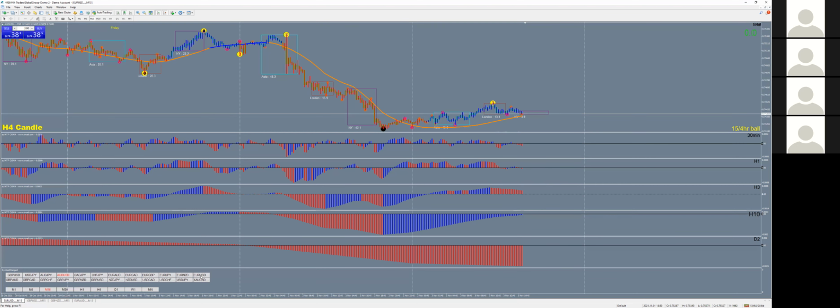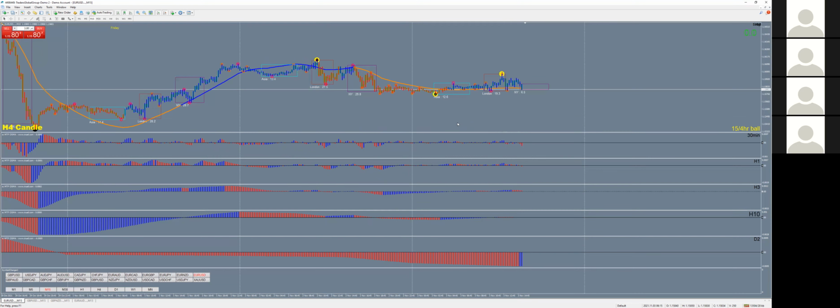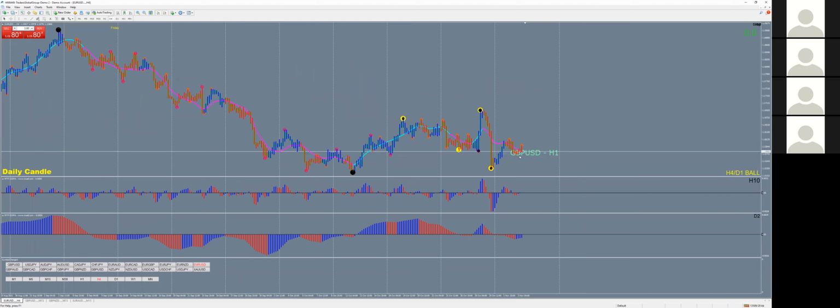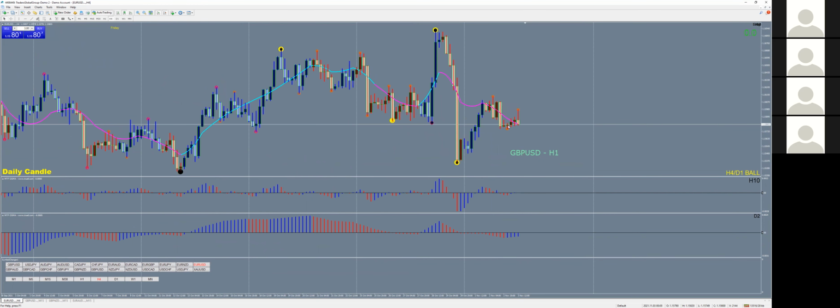All right, so euro dollar. Look at the 4-hour. It's stuck in a sideways. I'll make this bigger. You see back to back 1 balls. So it's in a retracement, but it's blue. So it's mixed. I won't even mess with this pair.